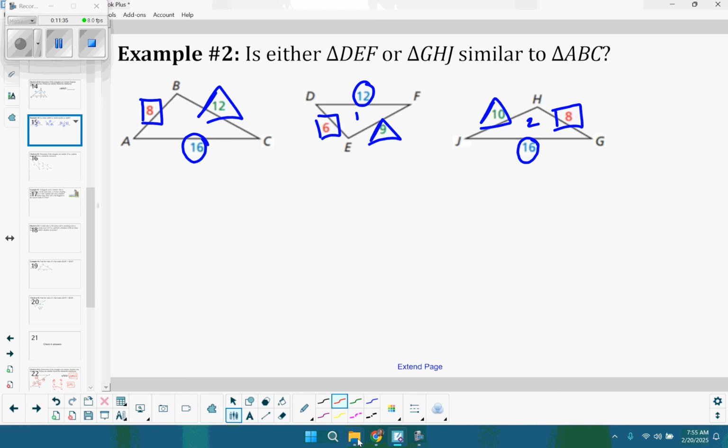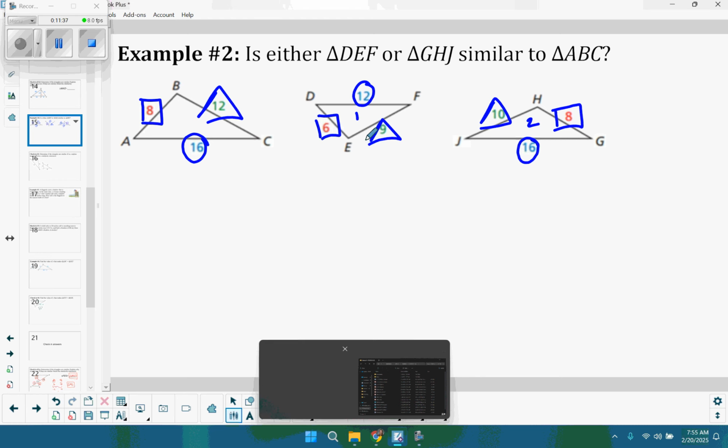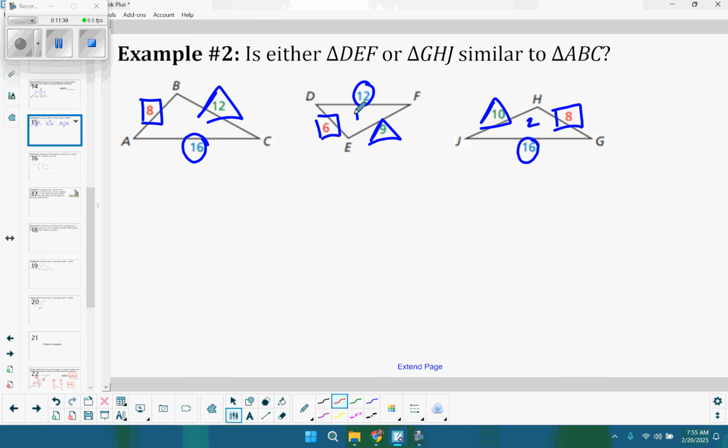I can only compare 2 triangles at a time. So let's say I compare triangle ABC to the first triangle. That means I'm going to have 8 over 6. I'm going to have 12 over 9. And I'm going to have 16 over 12. It's very helpful to use the symbols that we've marked our pictures with to tell what goes together in a fraction.